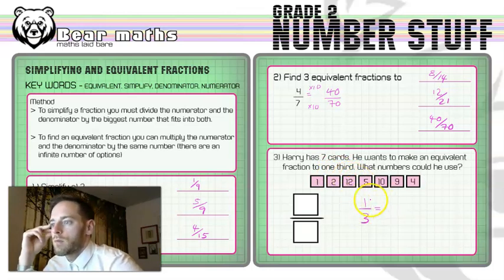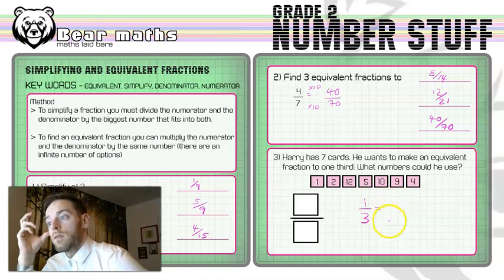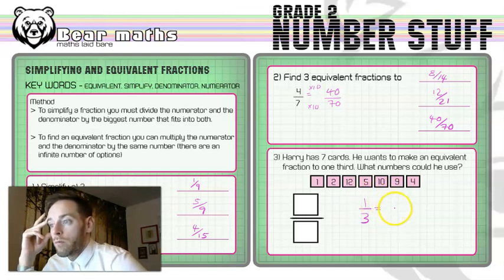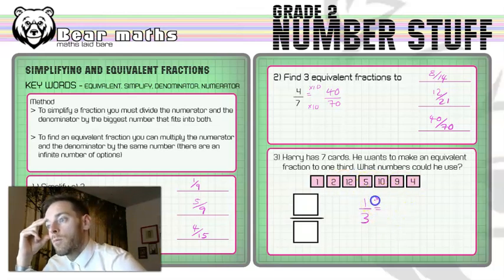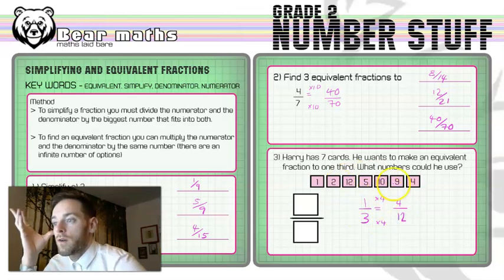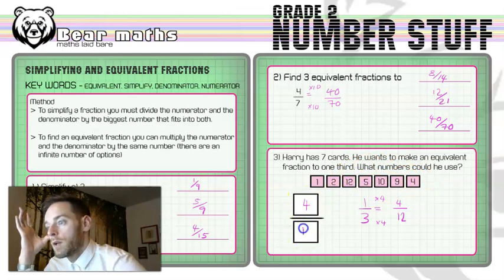Okay, now let's see what numbers we could use. If we multiplied by 1, we'd get 1 again, so we haven't got a 3 on the bottom, that's not going to work. If we multiplied by 2, we could get 2 over 6, and we haven't got that. If we multiplied by 3, we would get 3 over 9, and we haven't got a 3, we've got a 9. All right, if we multiplied by 4, we'd get a 4 on the top, and we would get a 12 on the bottom, and that's the first one that I've come to that we can use. So we're going to use 4, and we're going to get 12.